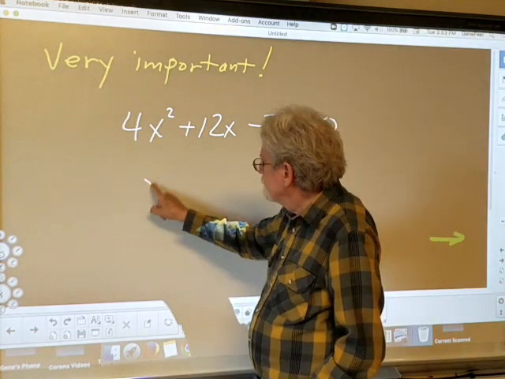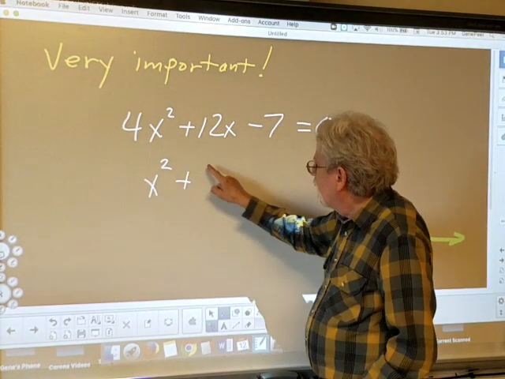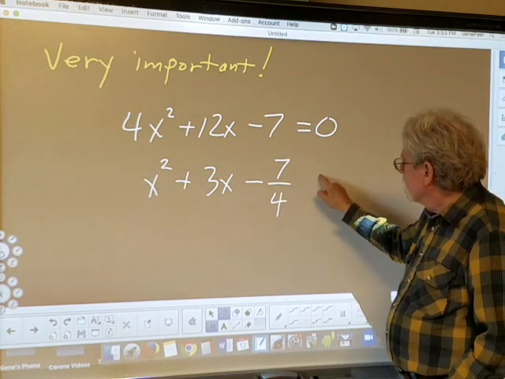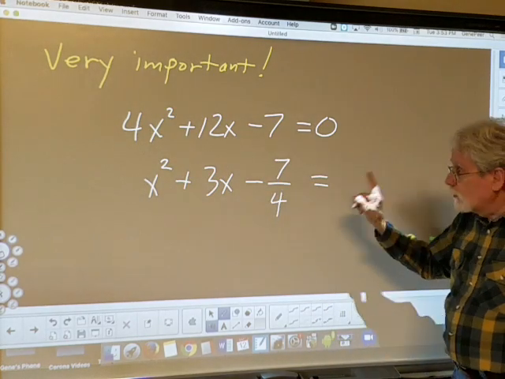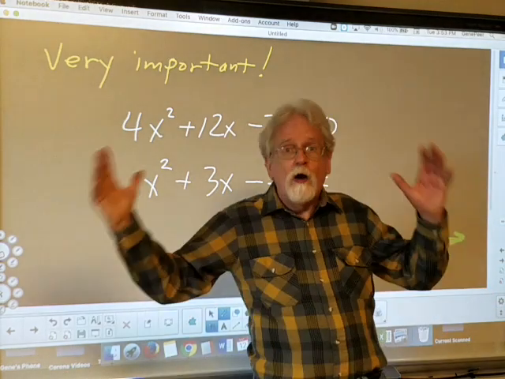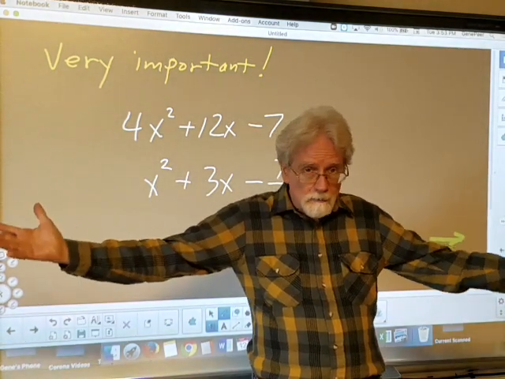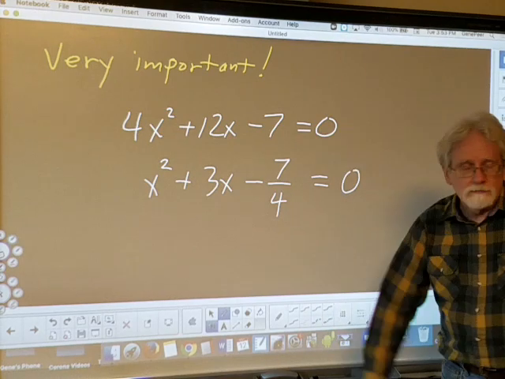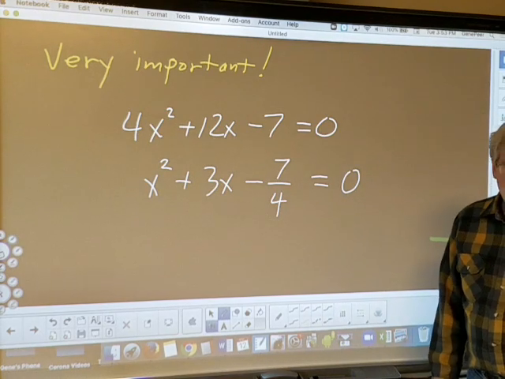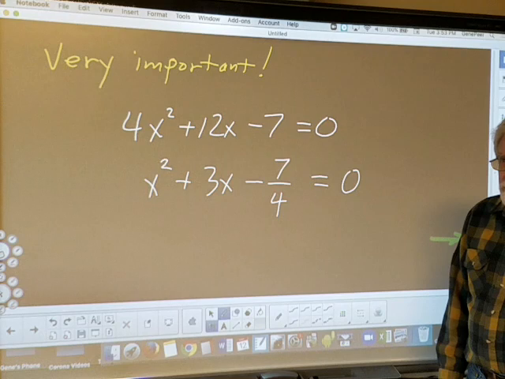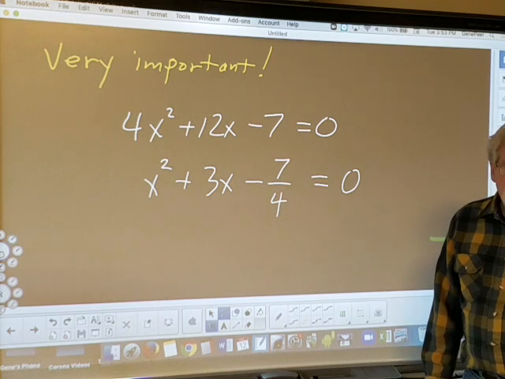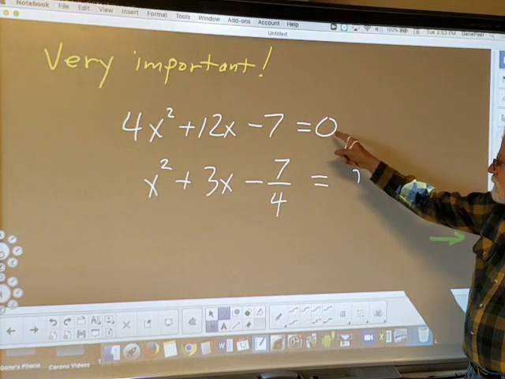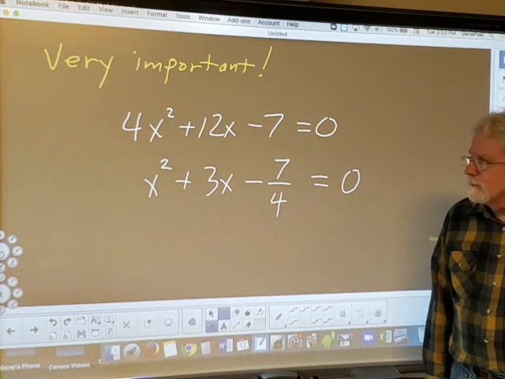Divide by 4. Remember, you can only divide by 4 if you're going to do it on both sides. Keep that equation balanced. But what is 0 divided by 4? It's still 0. It's one of those times where you could get away with misunderstanding terribly and still end up with the right answer, because if you forget to divide this by 4, it's not going to make any difference.